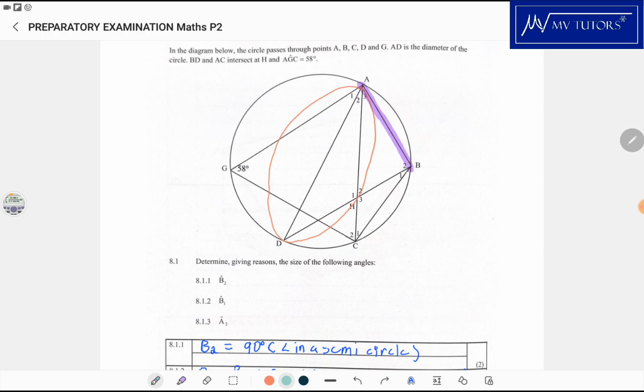I'll use this sign. The angle between the tangent and the chord must be equal to the angle opposite that chord, which is D. So this is what I have to prove, that these two are the same.